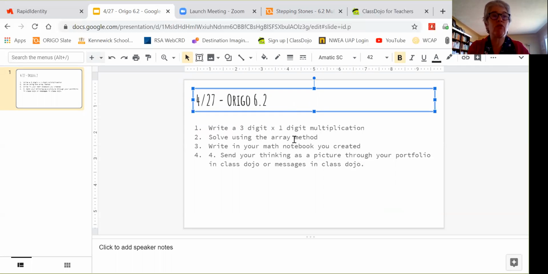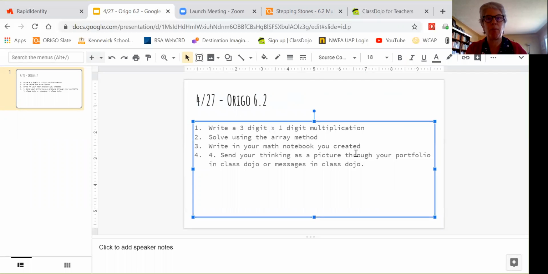Okay, and then I want you to solve it using the array method. This is the method I just went over. Again, this is review since we've done this earlier. I would like you to write it in your math notebook that you created. Write down the problem, solve it using the array method, and then I would like you to send me your thinking, your answer, a picture of your work. Make sure it's clear and steady, through either your portfolio in Class Dojo or your messages in Class Dojo.